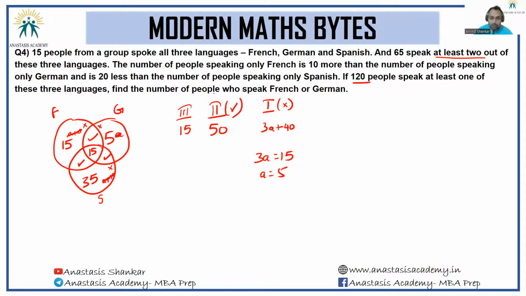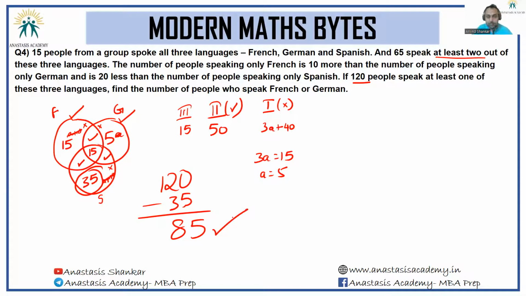Finally, we have been asked to find the number of people who speak French or German. So people who speak French or German would be this entire circle and this entire circle. So the only number that I have to exclude is this 35. So my final answer will be 120 minus 35, which is equal to 85. Answer to the question is 85.